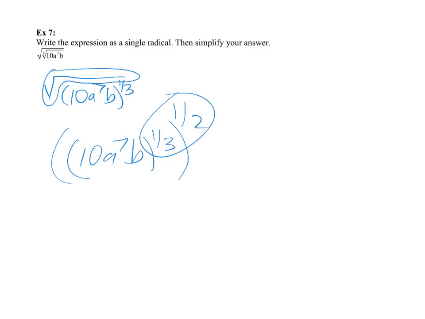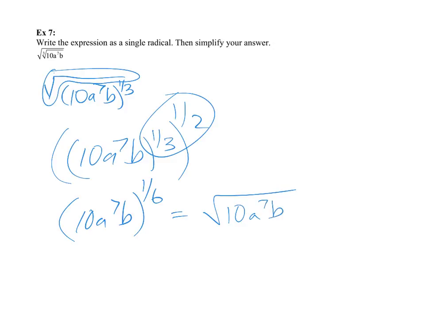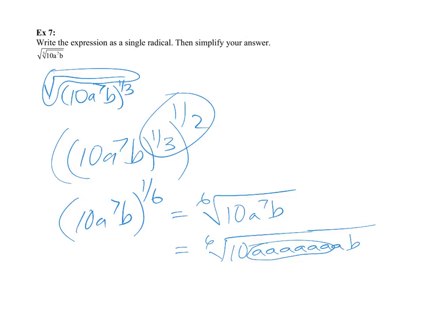I'm going to multiply these exponents, and I have 10 a to the 7th times b, and it's all to the 1/6 power. Now I could rewrite this as a radical, and it's the 6th root. And then I'm going to expand and see, I have a group of 6 A's, so I'm simply going to pull out that A.